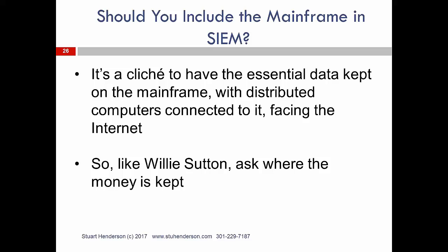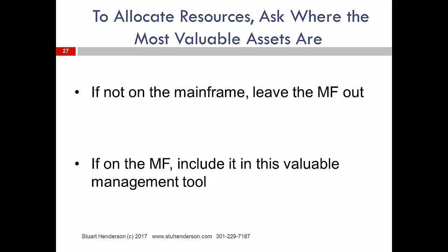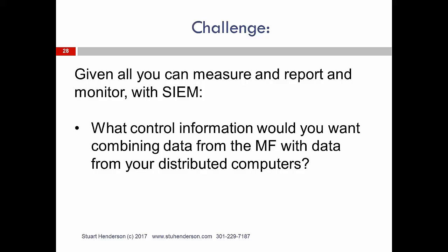And the way we're going to do this, like Willie Sutton, the bank robber, we're going to say, where's the money? If you want to allocate resources for any project, including management of your enterprise IT operations, your starting point is to say, where are the most valuable assets? The customer master file, the general ledger, the accounts payable, all of the critical, essential information and processing capability. If your most valuable assets are not on the mainframe, don't bother including the mainframe in the SIEM. In fact, maybe you should consider selling your mainframe or getting rid of it. But if you discover that your most important, valuable assets are on the mainframe, then it would be silly not to include the mainframe in your SIEM reporting, because you want to take advantage of this tool to protect your most valuable assets.